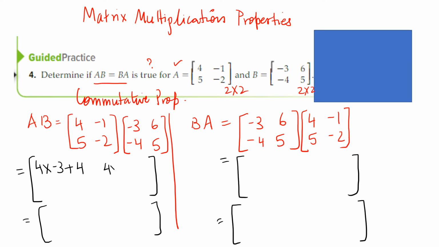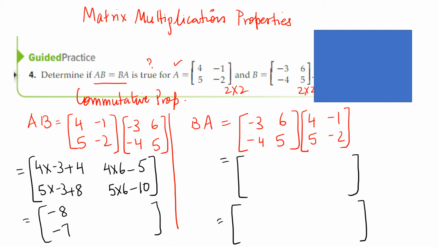Here 4 multiplied with 6 minus 5. 5 multiplied with negative 3 plus 8. 5 multiplied with 6 minus 10. So what is this? Negative 12 plus 4. So negative 8. Negative 15 plus 8. So negative 7.